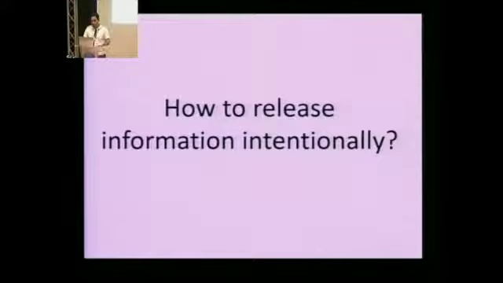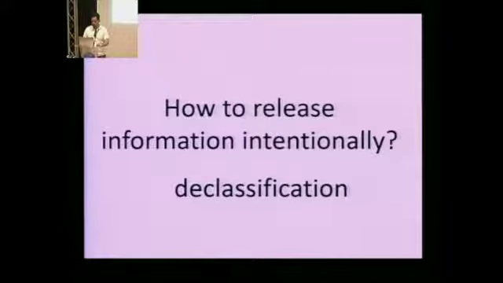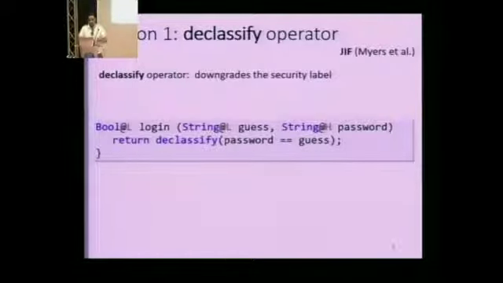So the question is how to release information intentionally, and the answer is declassification. There are a lot of works on declassification. In this presentation, I'm going to talk about two of them. The first option is to use an arbitrary declassification operator, similar to the one that Jif has. Jif is basically a subset of Java with information flow control. And the declassify operator downgrades the security level of an expression.